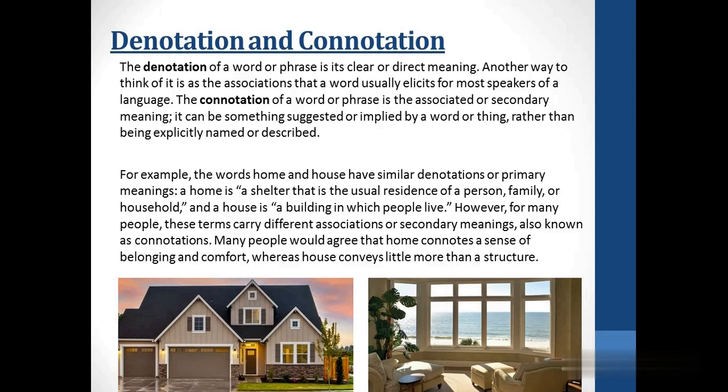For example, the words home and house have similar denotations or primary meanings. A home is a shelter that is the usual residence of a person, family, or household, and a house is a building in which people live. However, for many people, these terms carry different associations or secondary meanings, also known as connotations. Many people would agree that home connotes a sense of belonging and comfort, whereas house conveys little more than a structure.